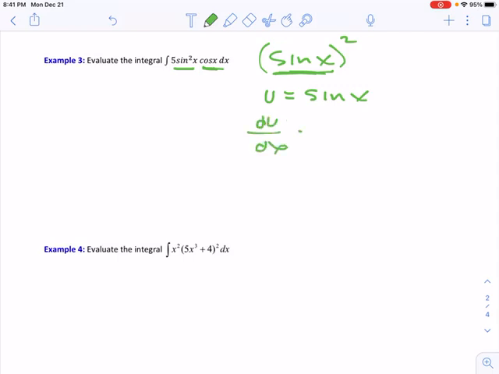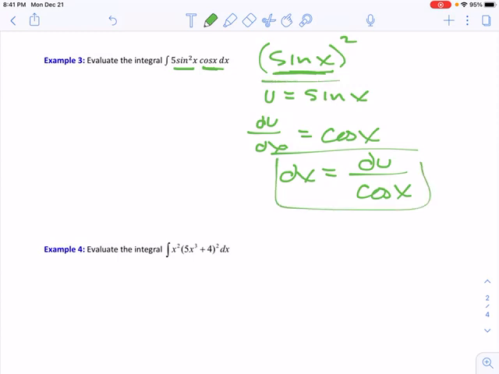du dx is equal to cosine of x, or dx is equal to du divided by cosine of x. Now that we have this, and we have our u, we can substitute them in here. So we have 5u squared cosine of x times taking out the dx and putting in du over cosine of x.